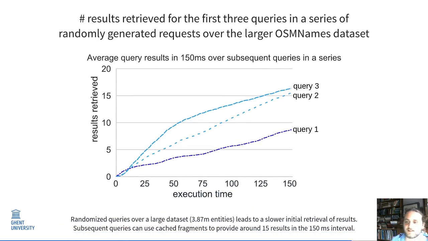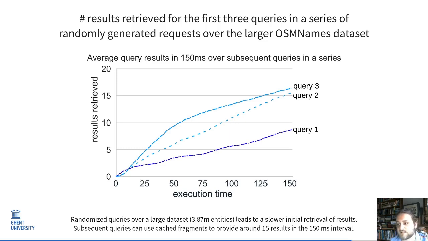And then if we take a look at the larger OSM names dataset, we see a very slow start for the first query in the series. As this dataset is a lot bigger, the entities also have more triples per entity, so the fragments on average are also a lot bigger, and we see that in this case the first query can struggle to even produce 10 results in the execution time of 150 milliseconds.